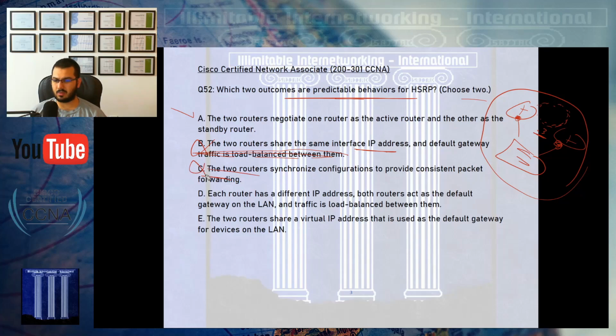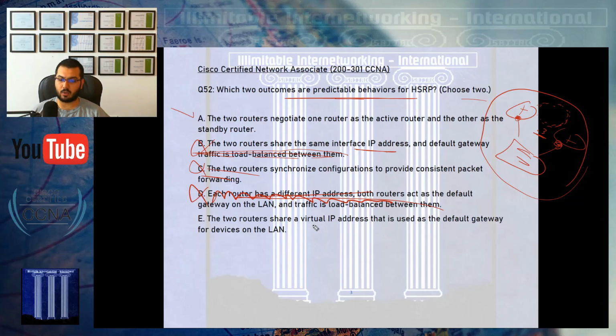So C, the two routers synchronize configuration to provide consistent backup and forwarding. No, this has no relation to HSRP. Each router has a different IP address. Okay, I agree. Both routers act as the default gateway on the LAN, and traffic is load balanced. No load balancing happens with FHRP at all. With HSRP, I'm sorry, with GLBP, the third one, there is load balancing between them. So hopefully it will work.